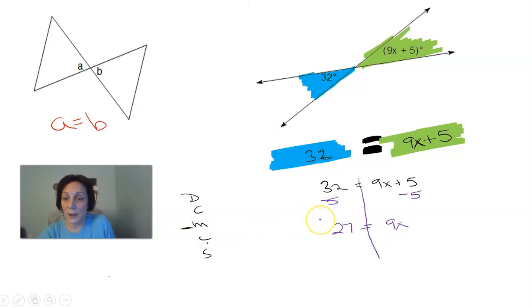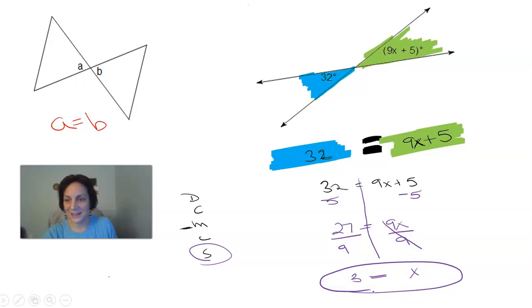And look what I'm down to. After one move and combine, I'm down to my last step, which is my solve. And that solve step is always the same. We divide by the number that's in front of x. We divide by the coefficient of x. So I end up with x equals, on this side they cancel, 27 divided by 9 is 3.